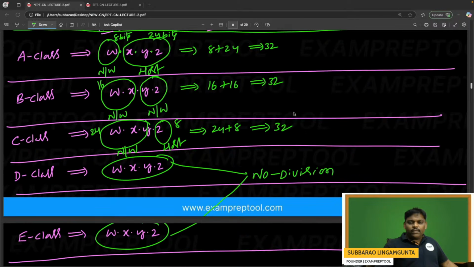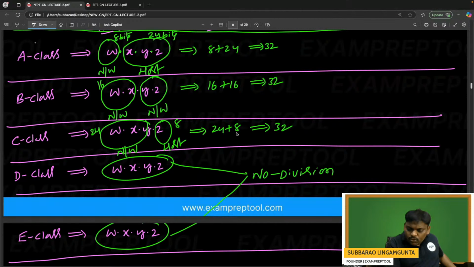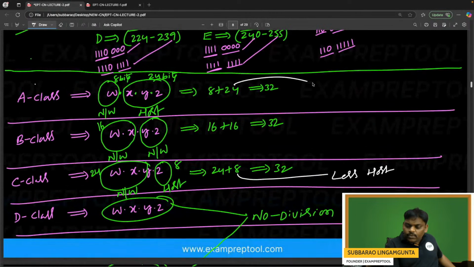Can we go further? First question I want to ask all the people: in which class are there fewer hosts? Remember here, I am using another color also. Which class has fewer hosts? See, host purpose is 8 bits in the one with fewer hosts. Next one. Can you see this one? This is more hosts.